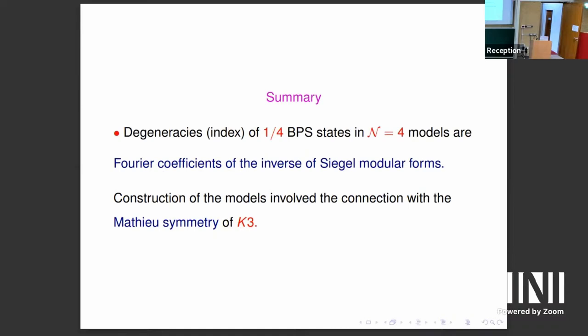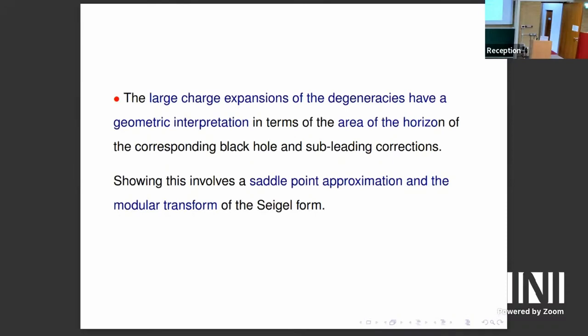So the degeneracies, I think there are just 3 points. Even if it's so technical, it's just 3 points you have to take home. So the degeneracies of quarter BPS states are Fourier coefficients of these inverse Siegel modular forms. And the construction of each of these Siegel modular forms involves the connection with Mathieu symmetry. The large charge expansions of these degeneracies have a geometric interpretation in terms of the area of the black hole and its subleading corrections. And showing this involves a saddle point approximation and a modular transform of the Siegel form.